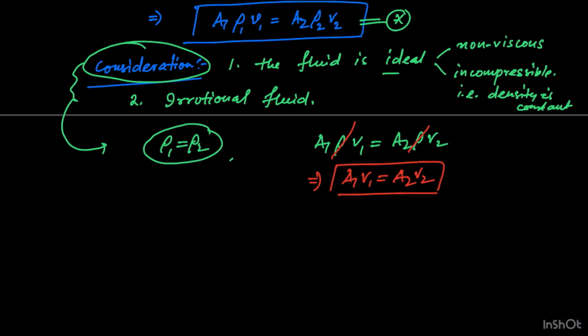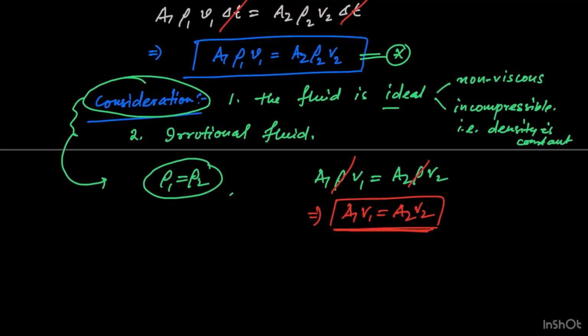So for an ideal irrotational fluid, the product of the area of cross section and the speed remains the same at all points. I have derived it for the initial point through which the liquid is entering and the final point through which the fluid is going out, but this holds for each and every point inside the tube for a tube flow. So this is called the equation of continuity.